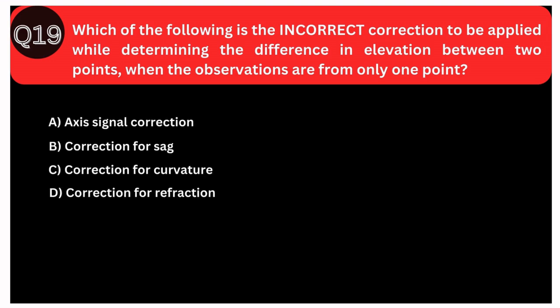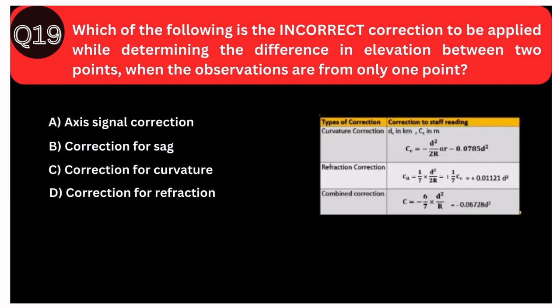elevation between two points when the observations are from only one point? Option A, axis signal correction. B, correction for sag. C, correction for curvature. D, correction for refraction. Answer B, correction for sag.